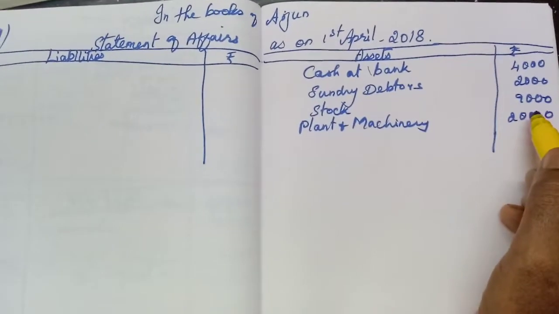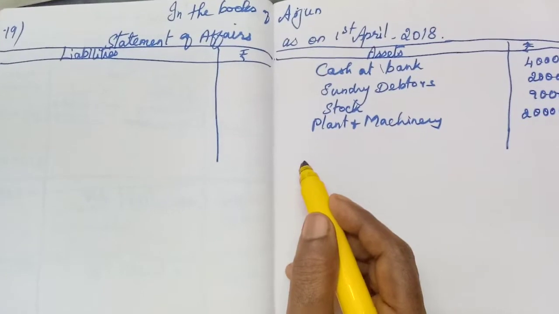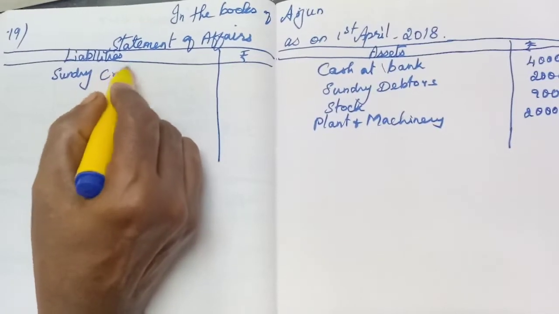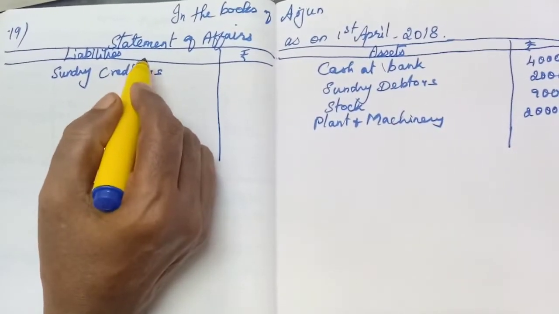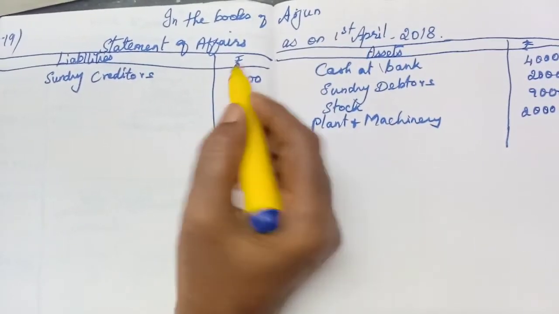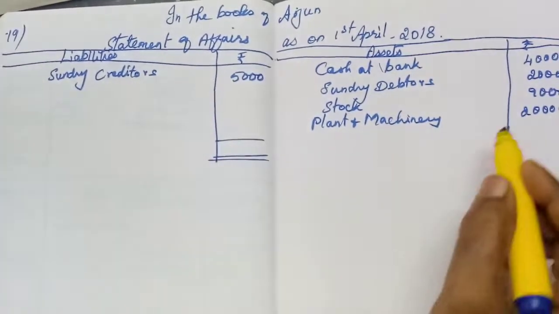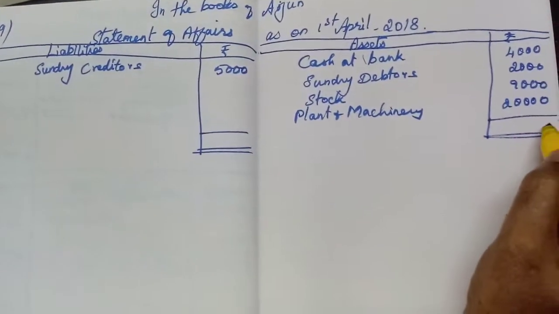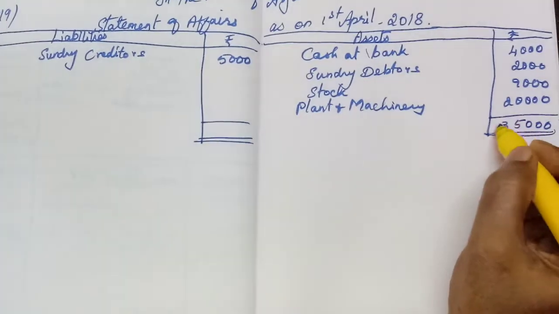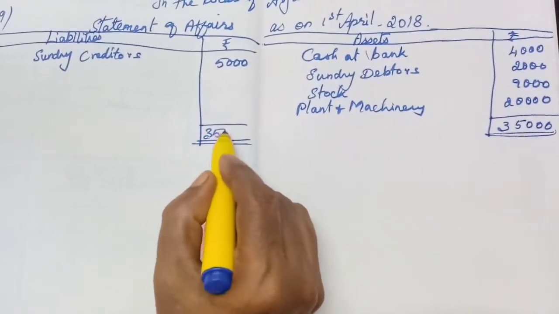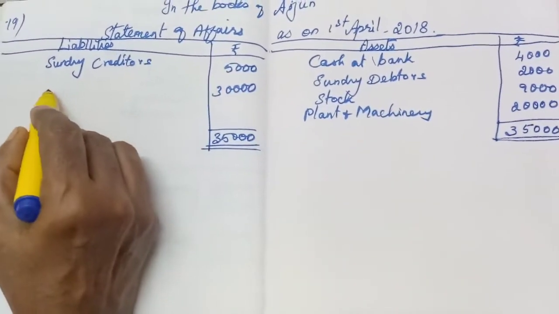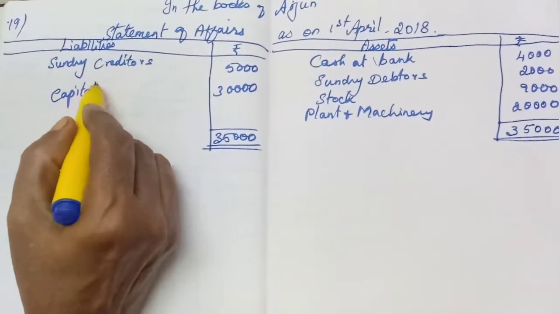Okay. Now all the items you have entered. Now come to the only other item, sundry creditors, that you write on the liability side. Sundry creditors 5,000. Now we should balance this statement of affairs. Okay. Draw two lines, double line. Write the large amount first. 6, 15, balance 1, 3. So 35, write the 35 here. Then how much we will get? 30. What is this? Capital. Capital you write.